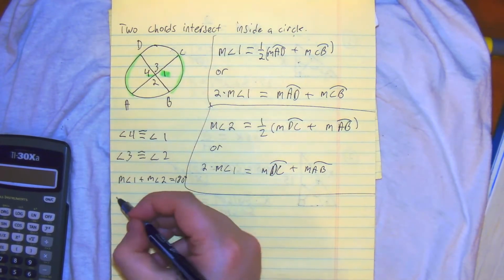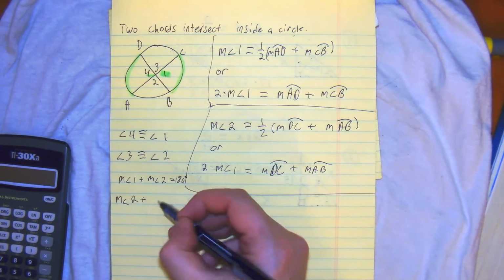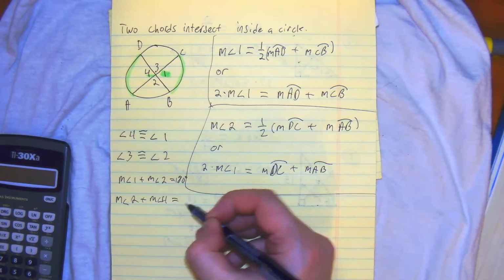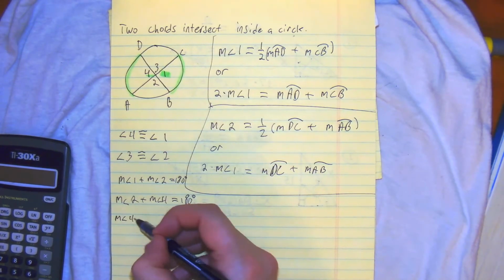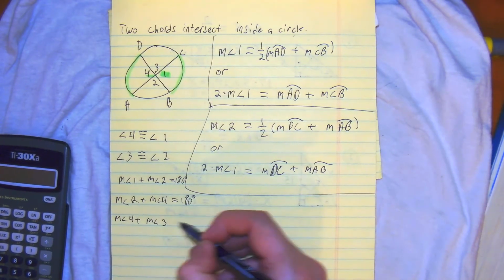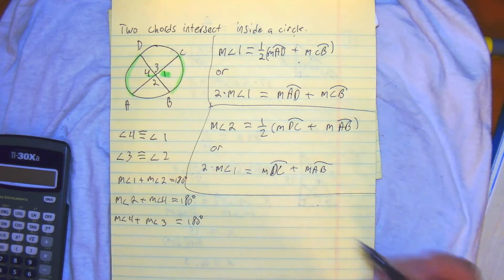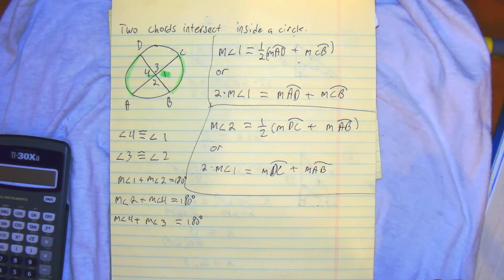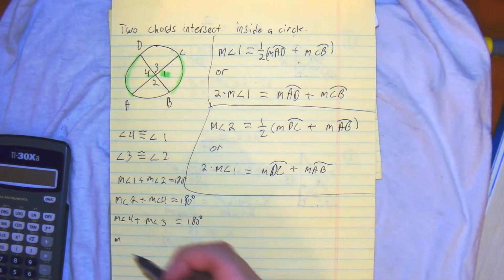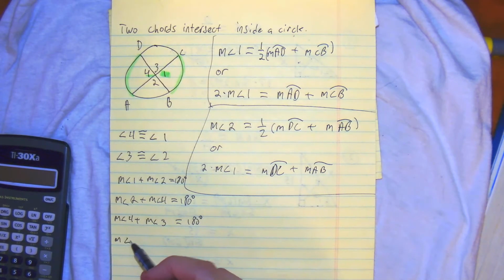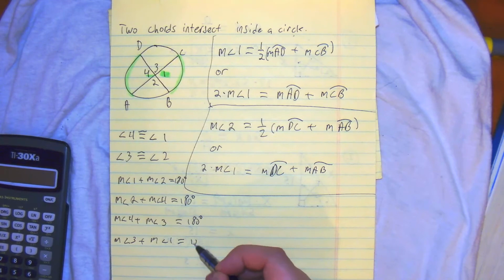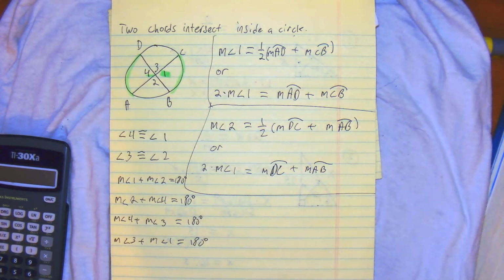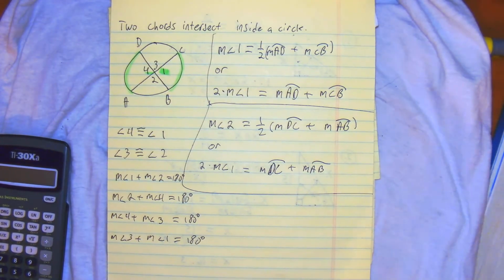Then we have the measure of angle 2 plus the measure of angle 4 equals 180. Then we have measure of angle 4 plus the measure of angle 3 equals 180. And lastly, we have the measure of angle 3 plus the measure of angle 1 equals 180. Okay, and that's the basics for 2 chords intersecting inside a circle.